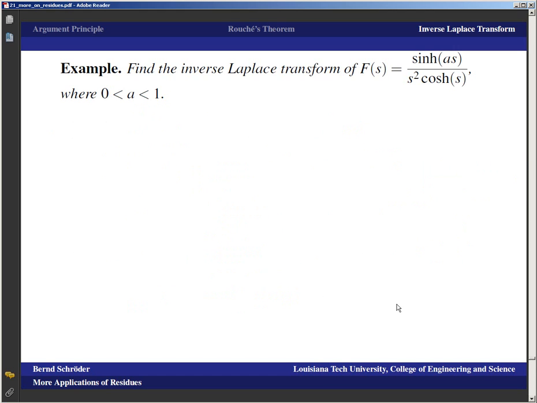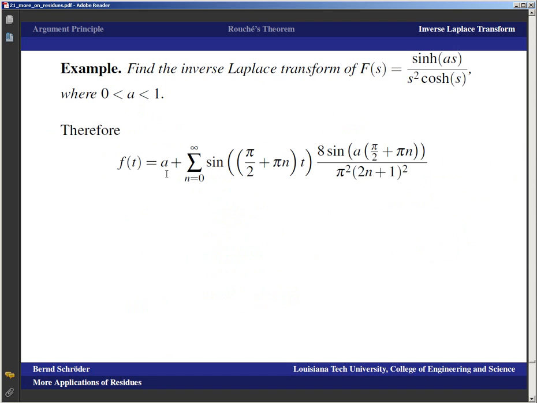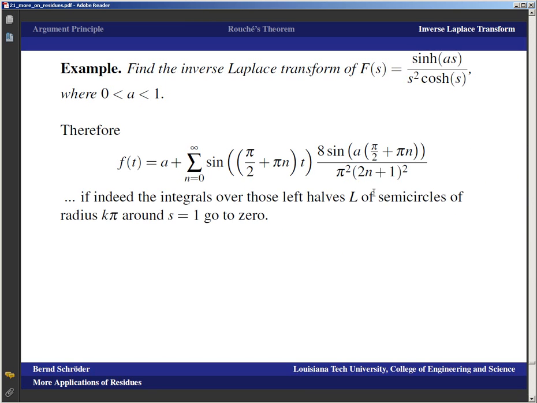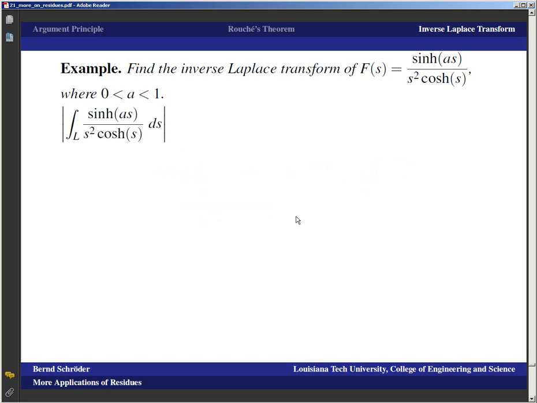So what does that mean for us? That means that the inverse Laplace transform is the residue at 0 plus the sum of all those other residues. And that is the case if indeed all the integrals over those left halves L of semicircles of radius k pi around s equals 1 go to 0. So now we actually have to bite the bullet and do the ugly estimate.